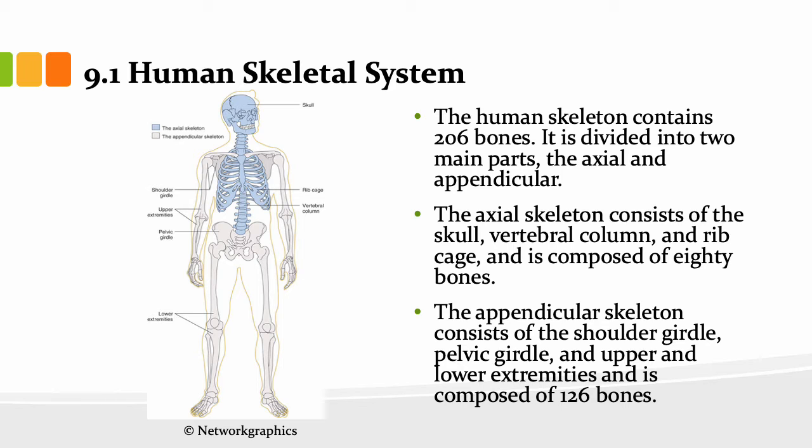The axial skeleton consists of the skull, vertebral column, and the rib cage, and is composed of 80 bones. The appendicular skeleton consists of the shoulder girdle, the pelvic girdle, and the upper and lower extremities, and is composed of 126 bones.